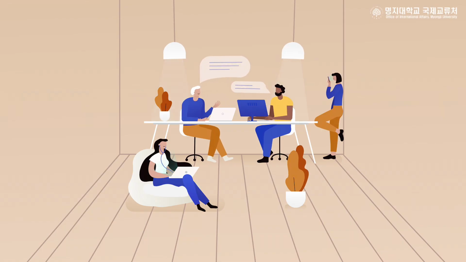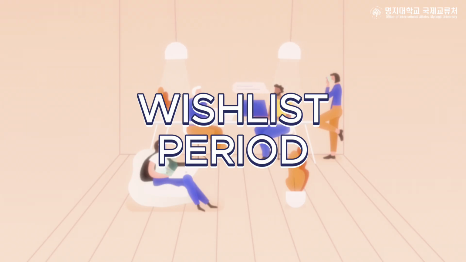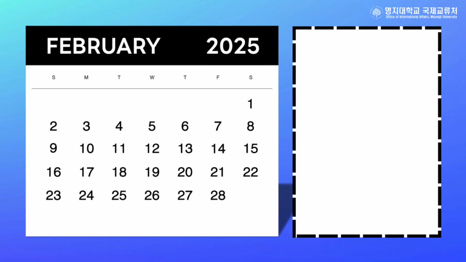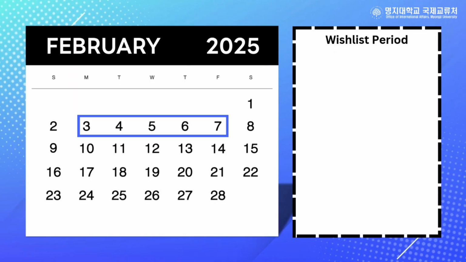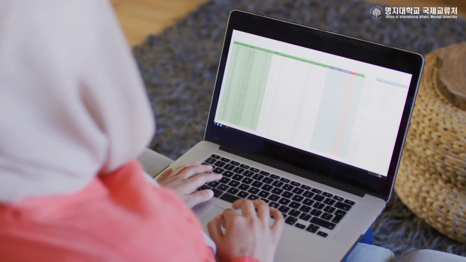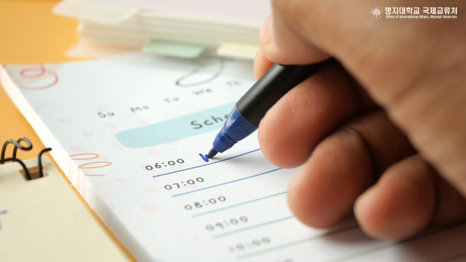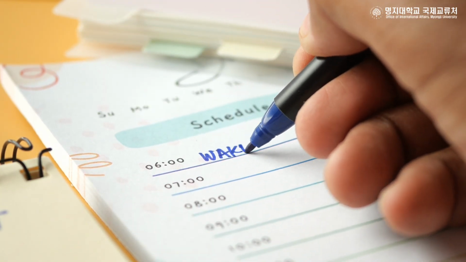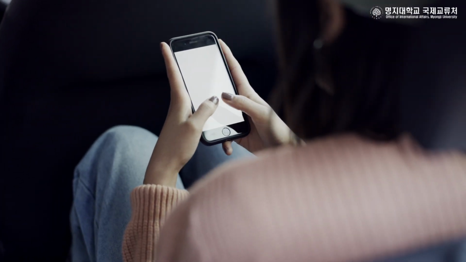Before we dive into the details, let's talk about the wishlist period. Think of this as your warm-up round. This happens 1 week before the official registration period starts. During this time, you can browse the course catalog, dream about your perfect schedule, and add courses to your wishlist. It's like shopping for courses, but don't worry, you're not committing to anything just yet.